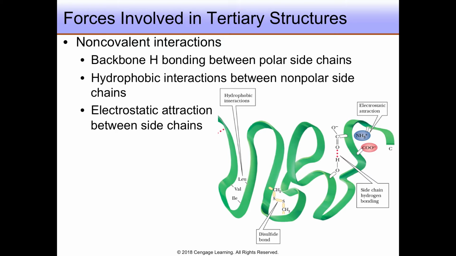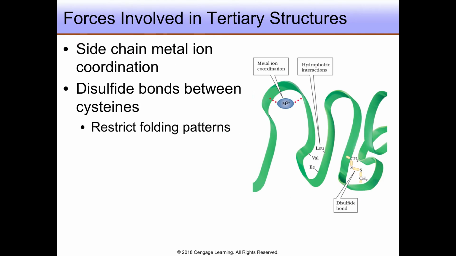Let's see what kind of non-covalent interactions help define tertiary structure. Note that these examples apply to either fibrous or globular proteins. Hydrogen bonds might be present between polar side chains, and nonpolar side chains can form hydrophobic interactions. There may also be electrostatic attraction between side chains carrying opposite charges. In some cases, a metal ion is crucial to protein function and is often coordinated to side chain residues.